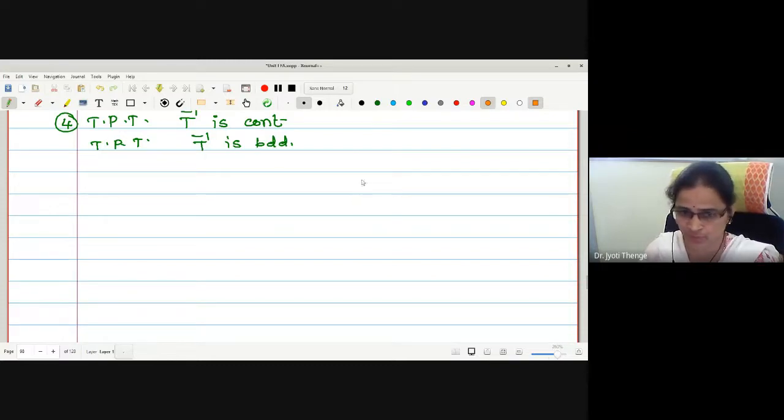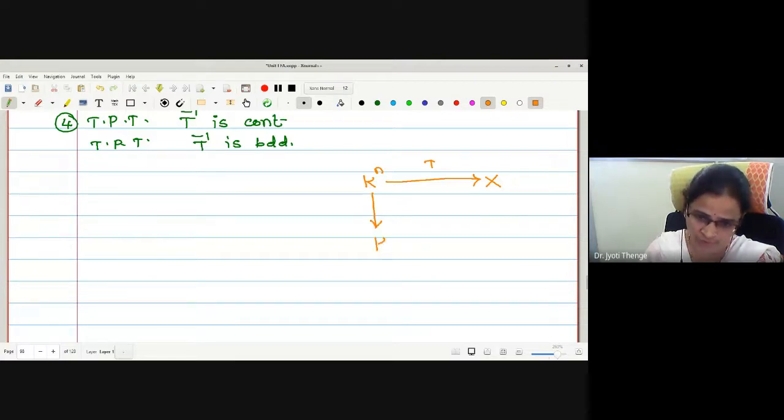Let me explain. We have a space Kn in our hand, and the mapping is defined from Kn to X as T. Now let me define one more mapping from Kn to K, and the mapping is say T1. This is the new mapping I am defining from Kn to K. Then from X to K, what is the nature of the element in K?